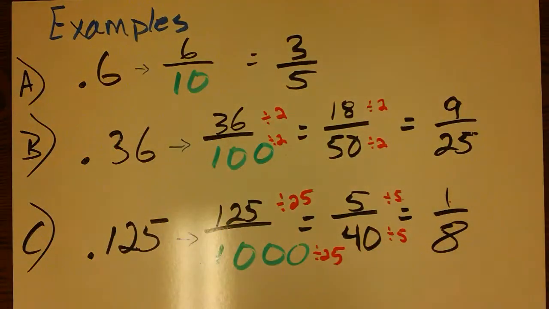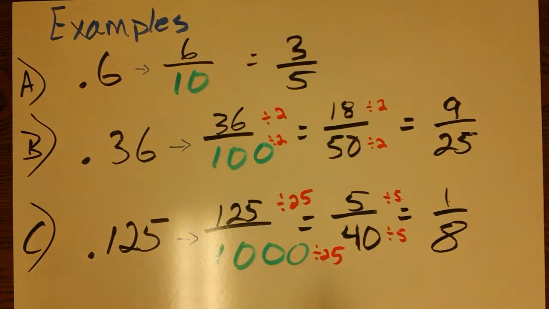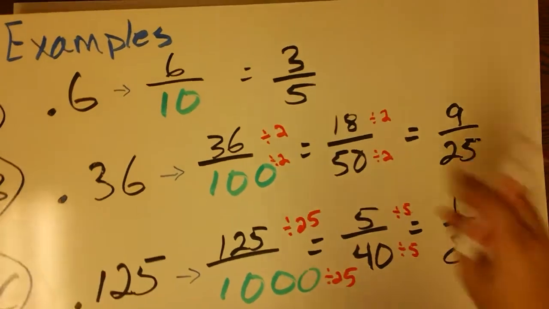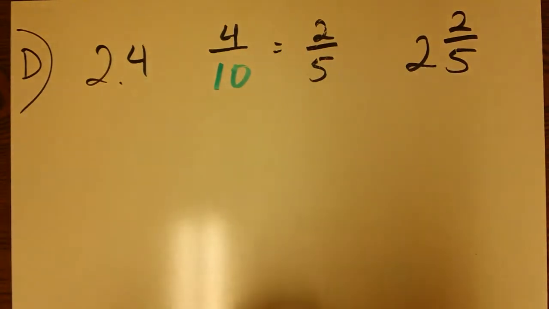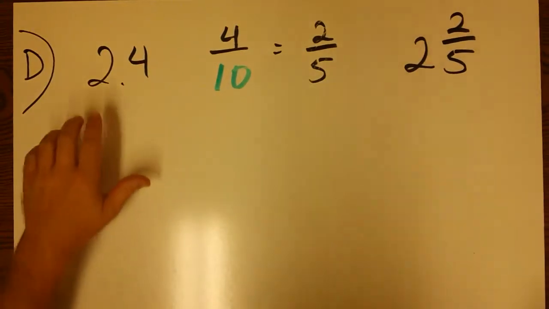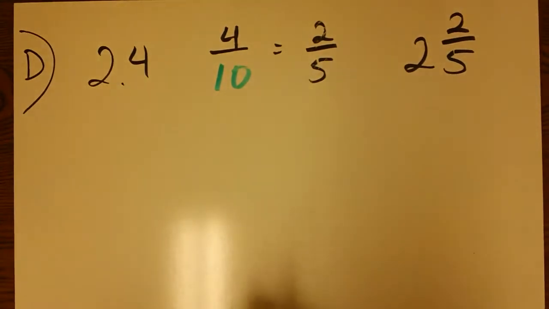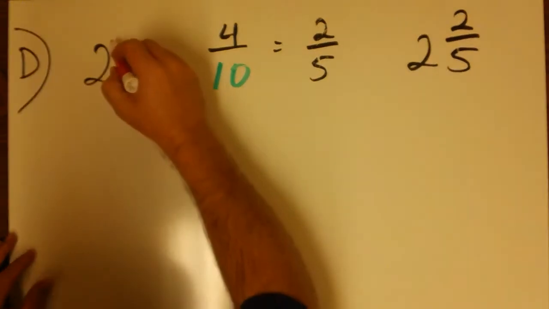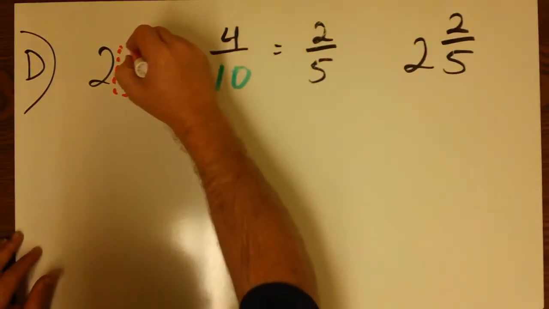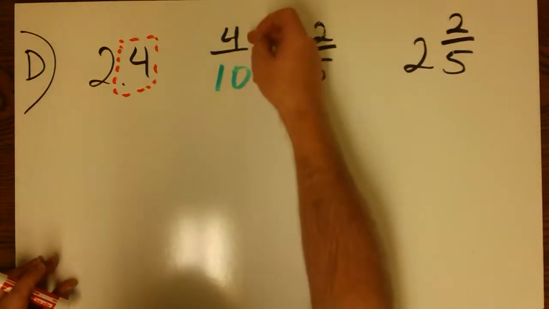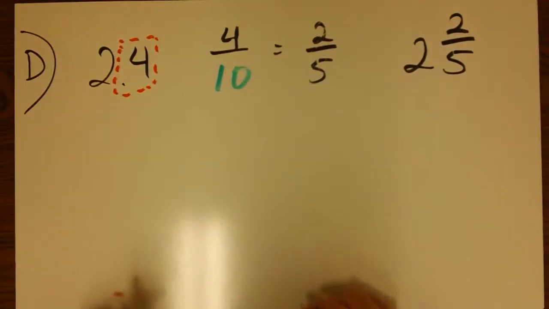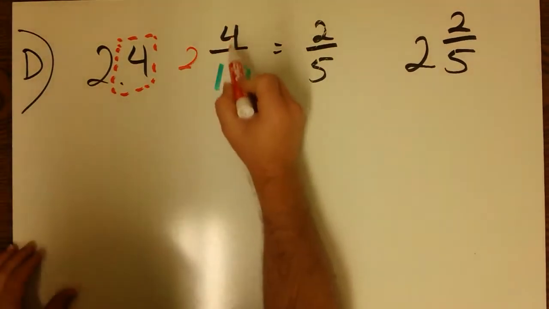Let's look at one more example. Example D, we have a number written as 2.4. It is a decimal, but it also includes this whole number of 2, 2.4. What we're going to do is start by separating the decimal here, 0.4. Again, the 4 is in the tenths place, so we could write 4 over 10. It's a fraction, it's 2 and 4/10.